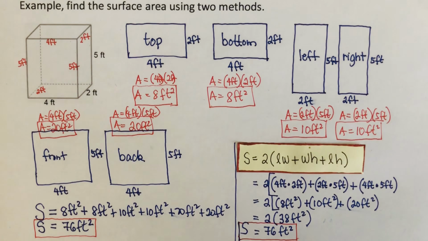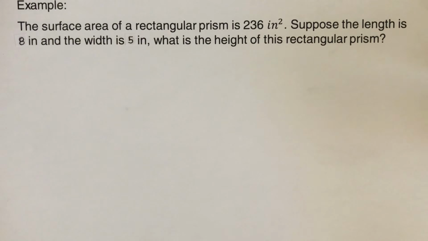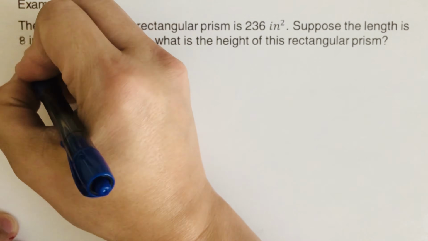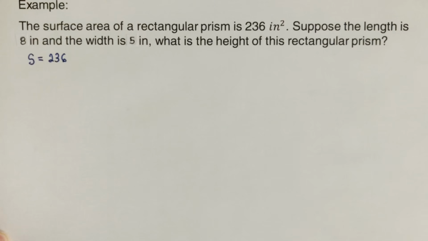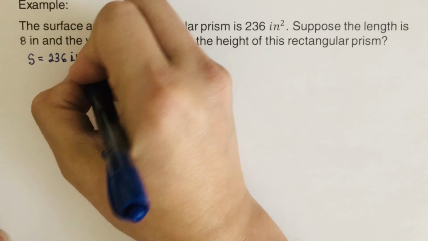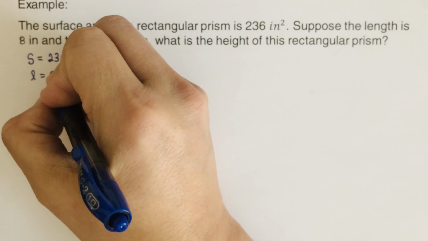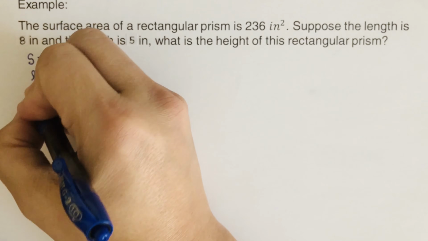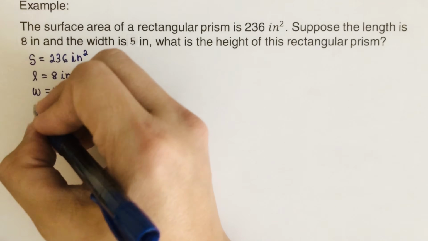Okay, so let's move on to the next example right here. We have a word problem. Let's go over the problem. The surface area of a rectangular prism is given: S is 236 inches squared. The length is 8 inches, so I'm going to write L is 8 inches. And we also have the width is 5 inches. We are asked for the height.